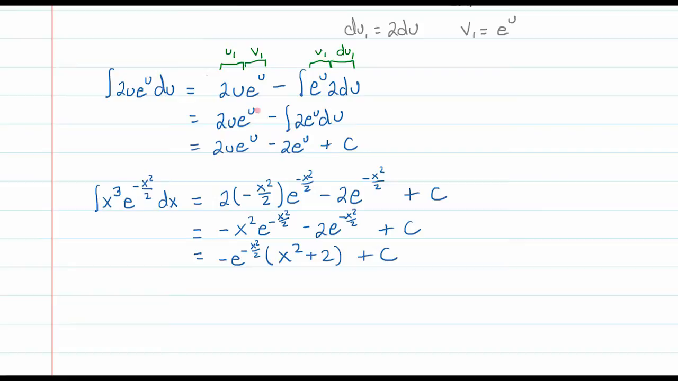And we can begin simplifying. So this 2 and this 2 cancel out. So we get this line here. That's really the only simplification in this line. And in the final line, all we do is factor out the negative e to the power of negative x squared. So all we're left with in our bracket is x squared plus 2. And don't forget your constant c, and that's it.